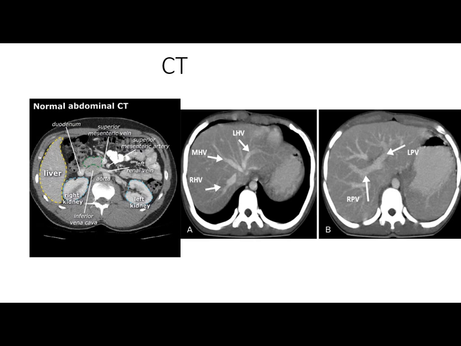In the CT abdomen, we will see the relation of the liver to the visceral organs. In this inferior section, we see the liver, right kidney, duodenum, and inferior vena cava. Also we will see the segments, as we said, by the division of the hepatic veins. This is the left, middle, and right hepatic vein. The hepatic veins join the inferior vena cava.